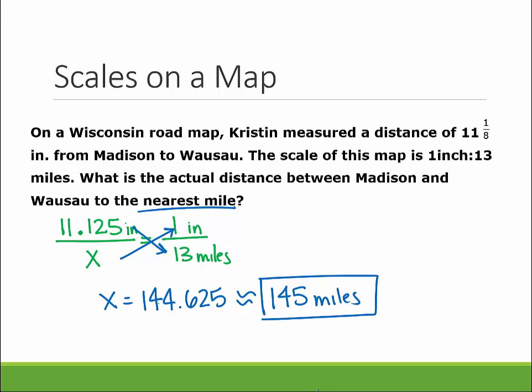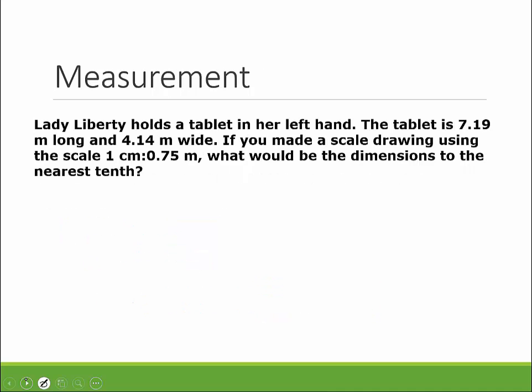Let's try something else. Lady Liberty holds a tablet in her left hand. The tablet is 7.19 meters long and 4.14 meters wide. If you made a scale drawing and the scale was 1 centimeter equals 0.75 meters, what would the dimensions be to the nearest tenth? So we're going to have to do length and width.